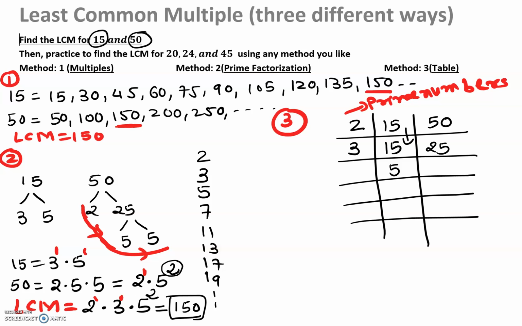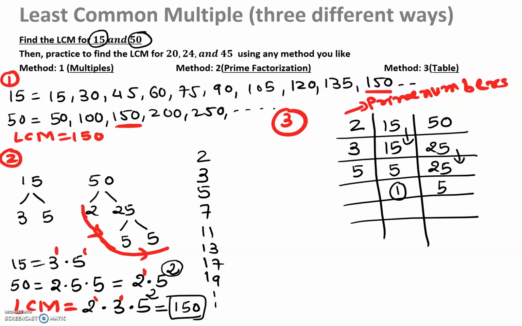3 times nothing can be 25, so bring down 25. Can 3 still work? Let's check it. No. My next prime is 5. 5 times 1 is 5. 5 times 5 is 25. Notice, as soon as you hit 1 for either one of the columns, you're done with that particular column.